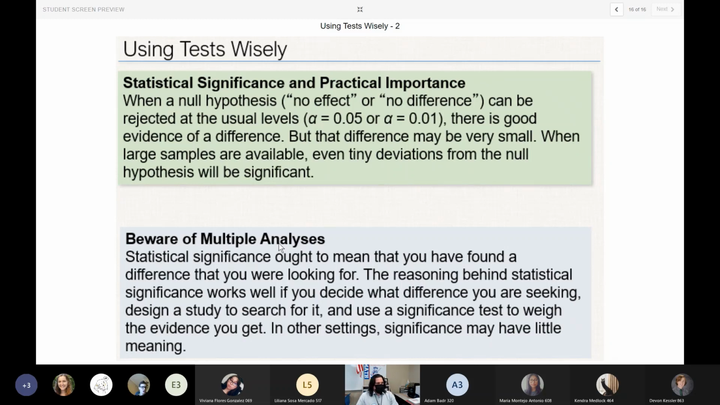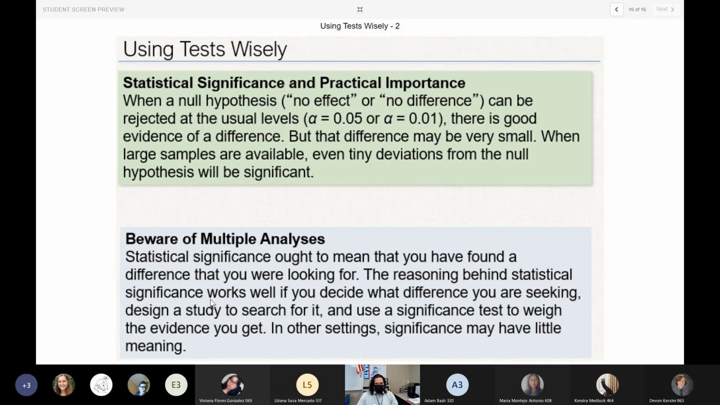And then beware of multiple analyses. Statistical significance ought to mean that you have found a difference that you were looking for. The reasoning behind statistical significance works well if you decide what difference you are seeking, design a study to search for it, and use a significance test to weigh the evidence you get. In other settings, significance may have little meaning.